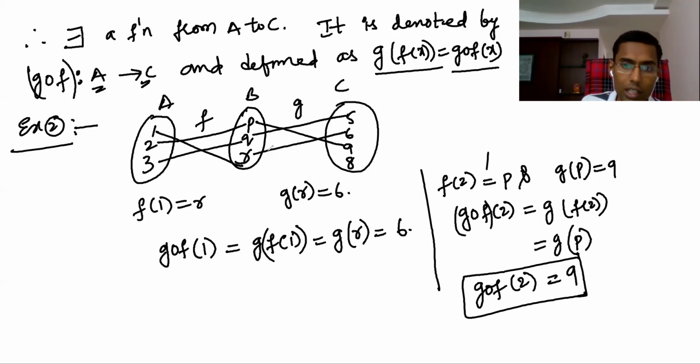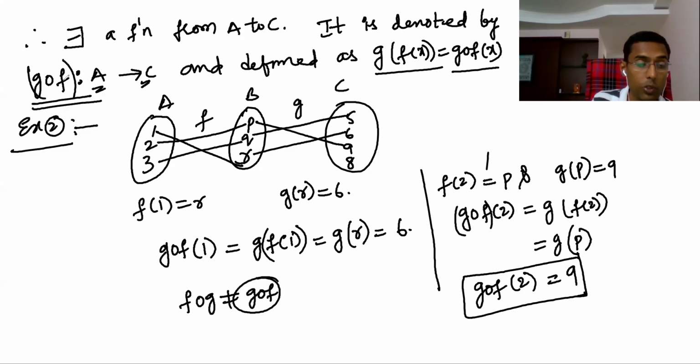So finally, what you can understand is that F circle G is different; it is not equal to G circle F. G circle F is a function because F should be applied first, then G later. So F is a function from A to B, G is a function from B to C, then there exists a function from A to C called G circle F, defined as G circle F of X equals G of F of X. This is a composite function.